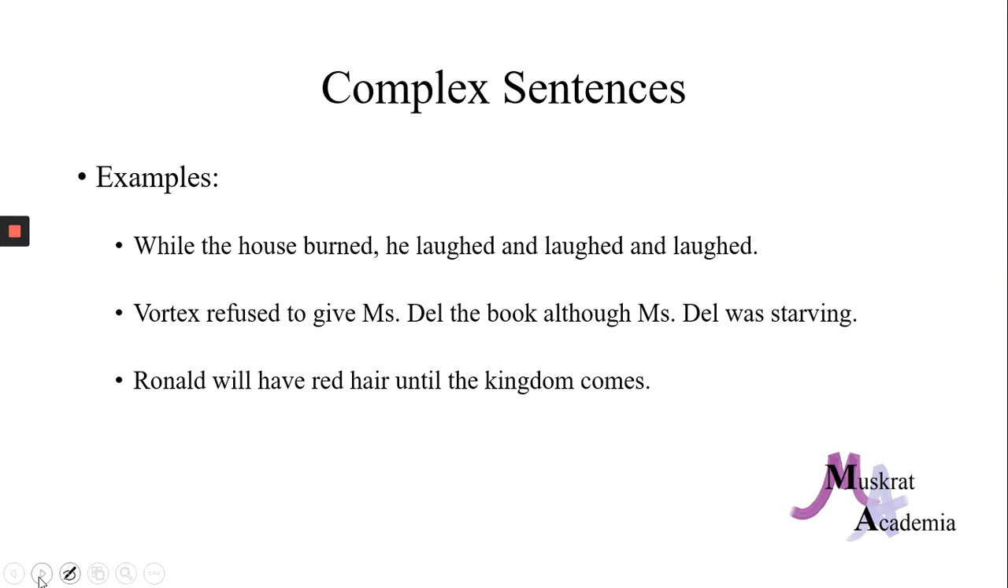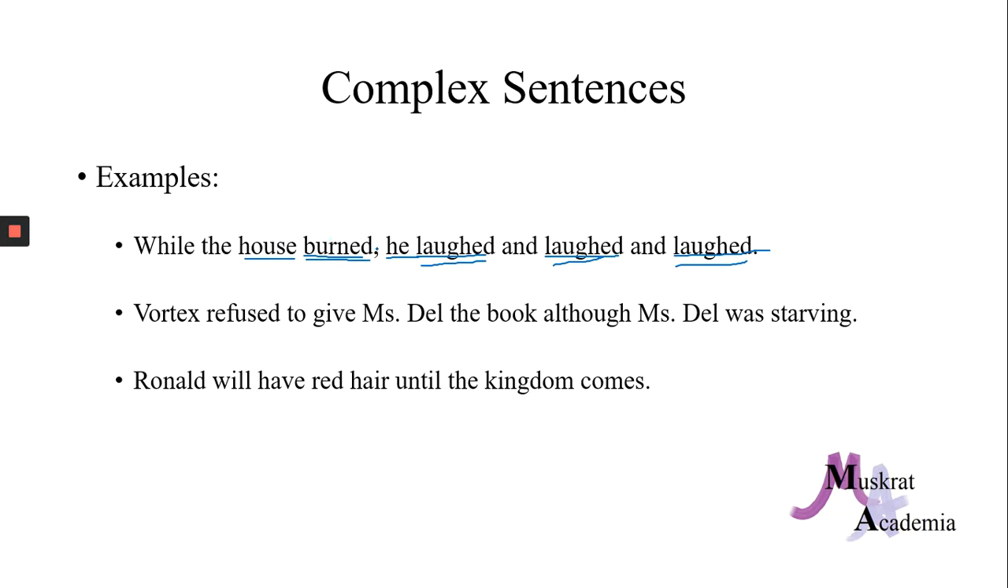Thank you. Complex sentences. Now these are the ones where they have at least one independent clause and at least one dependent clause. And it's going to get kind of complex in here. So, while the house burned, he laughed and laughed and laughed. We do have burned as our verb. Laughed is another verb. He is a noun. He is also a subject. And house is a noun. House is also a subject.